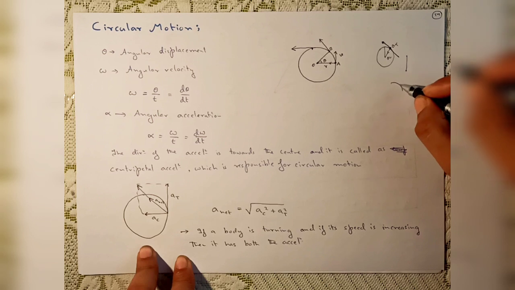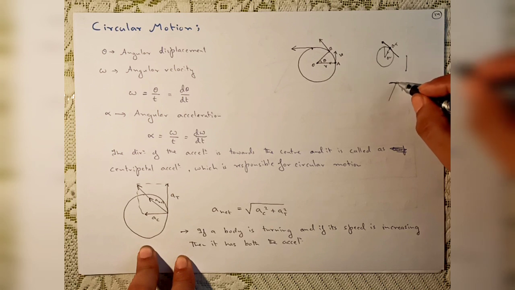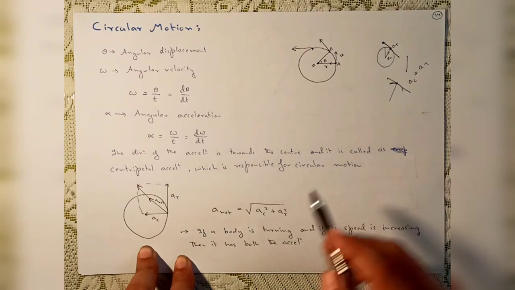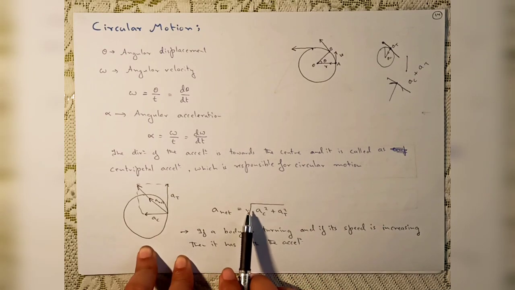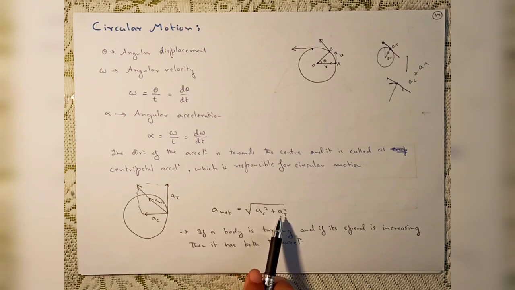If a body is turning, while turning it is going to have centripetal acceleration, and if the speed is increasing, it has both centripetal acceleration plus tangential acceleration. Hence the net acceleration is the square root of centripetal acceleration squared plus tangential acceleration squared.